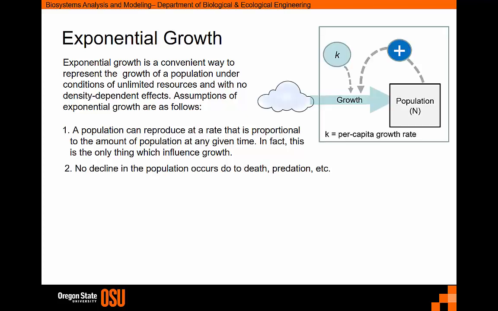Here is the system diagram for exponential growth. It consists of a single state variable, the population size, with a single process, growth, influenced by the current population size and the per capita growth rate constant, k. The system contains one positive feedback loop, giving us a pretty good idea of what to expect in terms of system behavior.